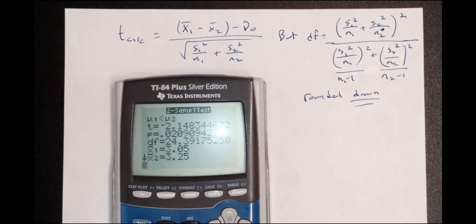And lo and behold, my degrees of freedom is now 24.4, which means I would round down to 24 on my table. I still got the same P, the same T. I got a slightly different P value.